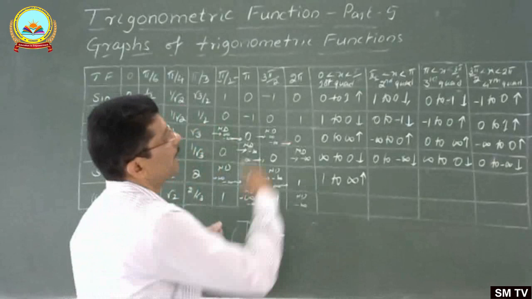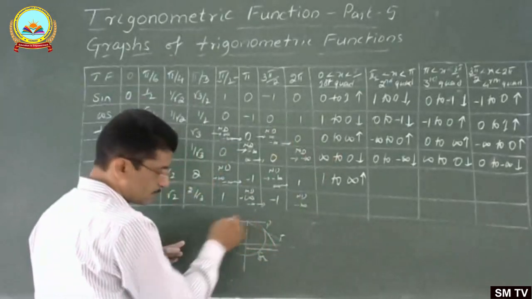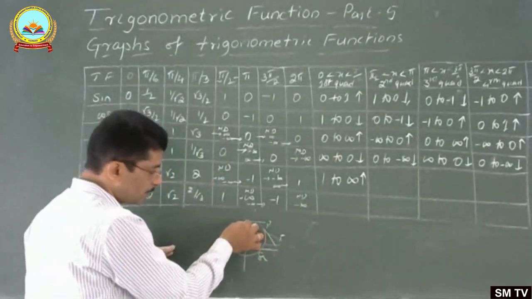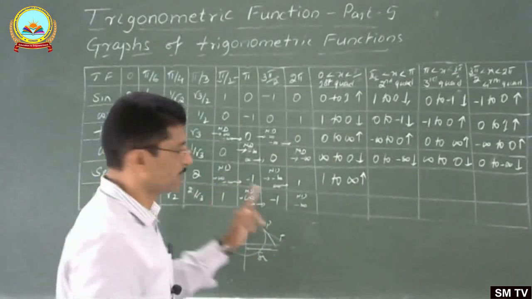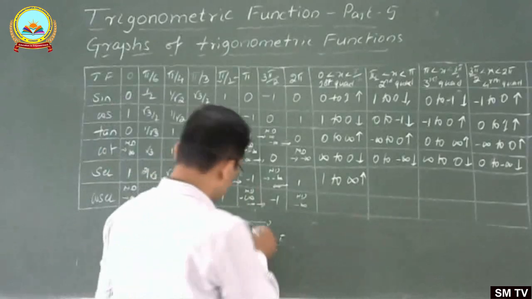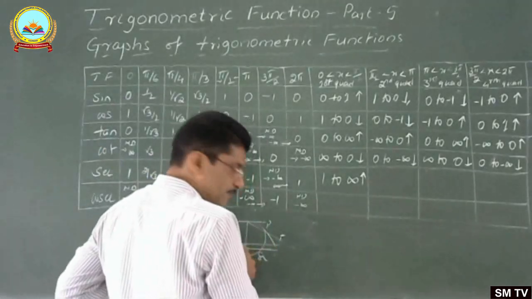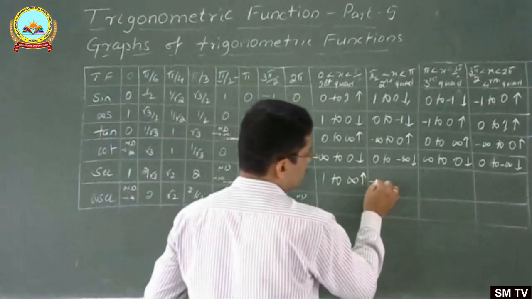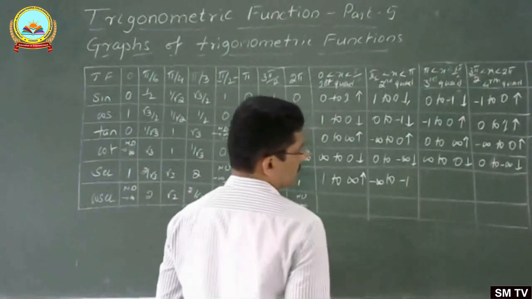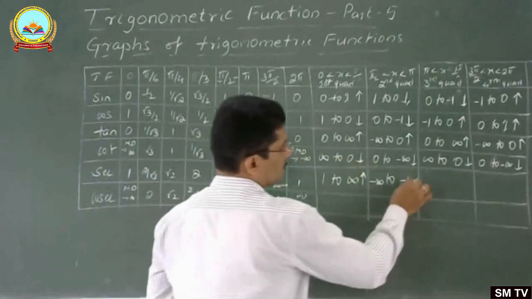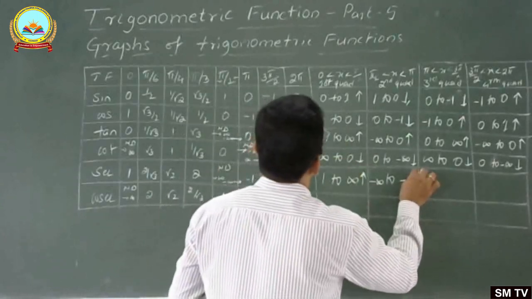It's clear? And after crossing 90 degrees, pi by 2, it comes to the second quadrant. In the second quadrant, the secant function is negative. Therefore, the value should be the very, very smallest values, on the left-hand side of the x-axis, meaning from minus infinity to minus 1. Minus infinity to minus 1 means this function is increasing.